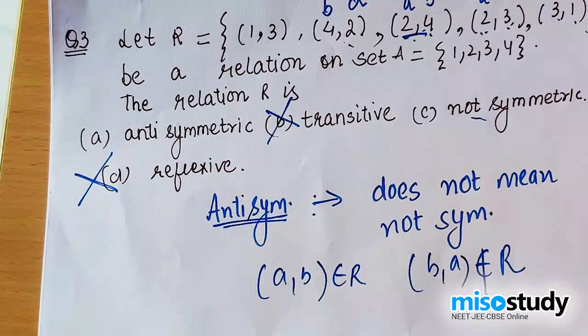Then if the relation is antisymmetric, (2, 1) should not belong to R. Now you must be thinking, then what is the difference between antisymmetric and not symmetric? I never said that something which is antisymmetric can't be symmetric. Let's, for instance, take (2, 2). Now if you have (2, 2) belonging to R, 2 and 2 are equal to each other.